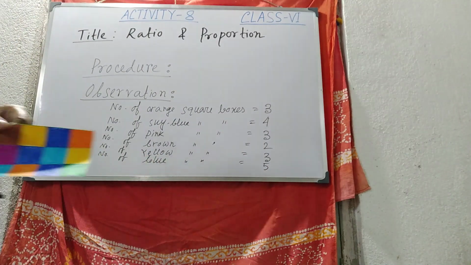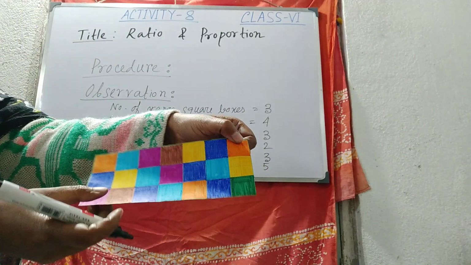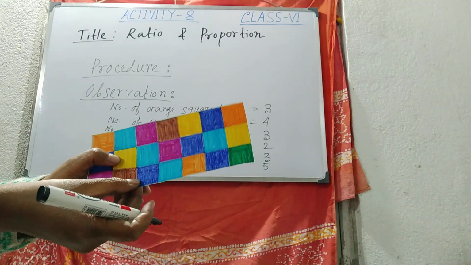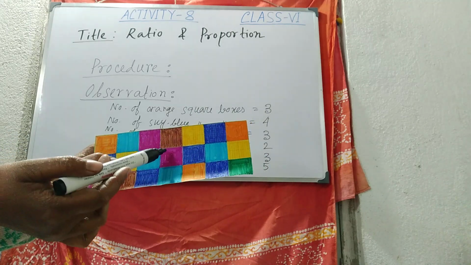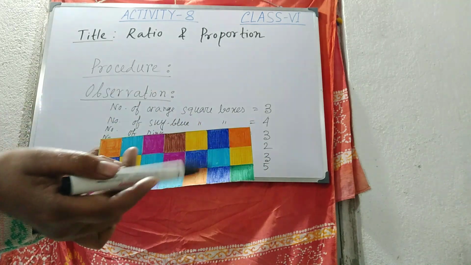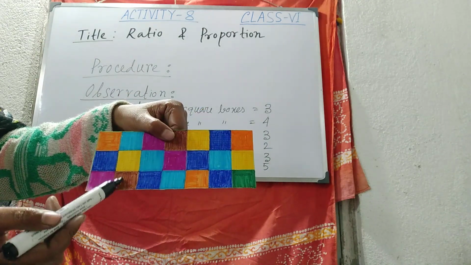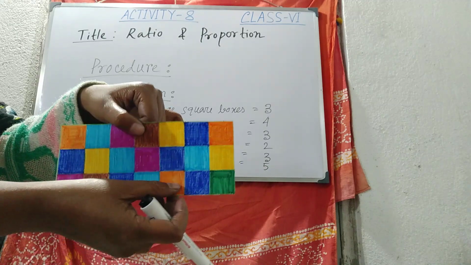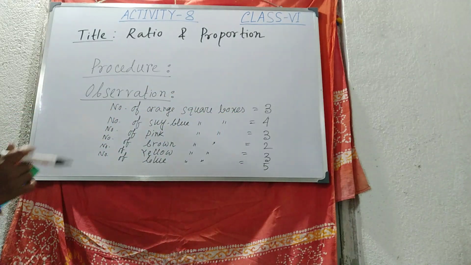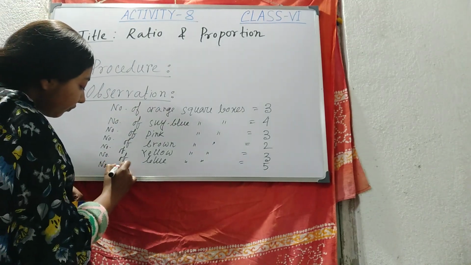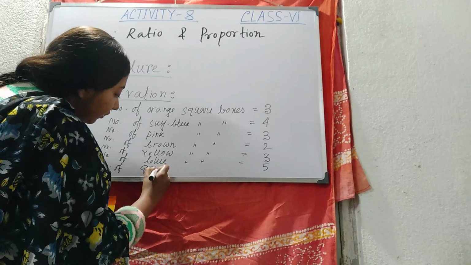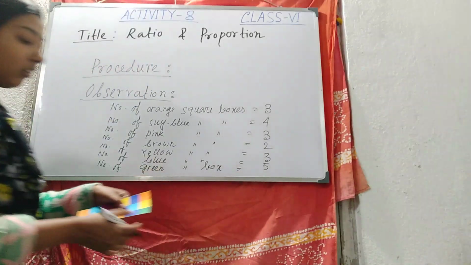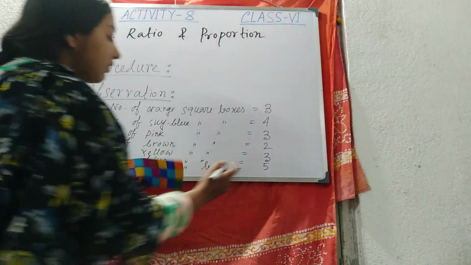Now after blue, orange means it's repeating. Again blue is also repeating. Then yellow is repeating. Sky blue, pink, blue, sky blue, yellow, all are repeating. Then pink, brown, blue, sky blue, orange, blue, again all are repeating. Now the last one is green. So we have to write now number of green square boxes, which will be equal to only 1, so we have to write 1.